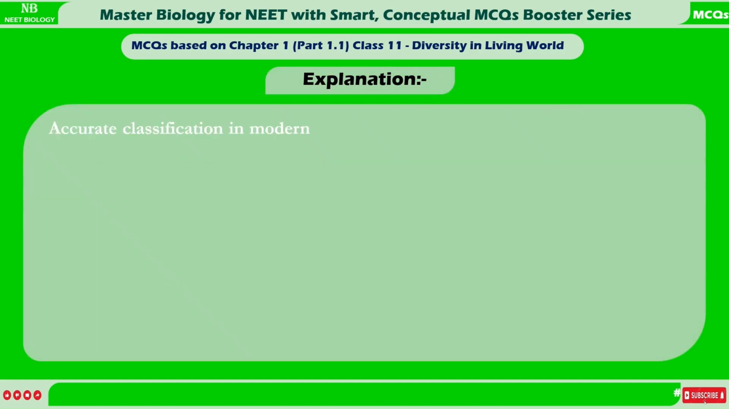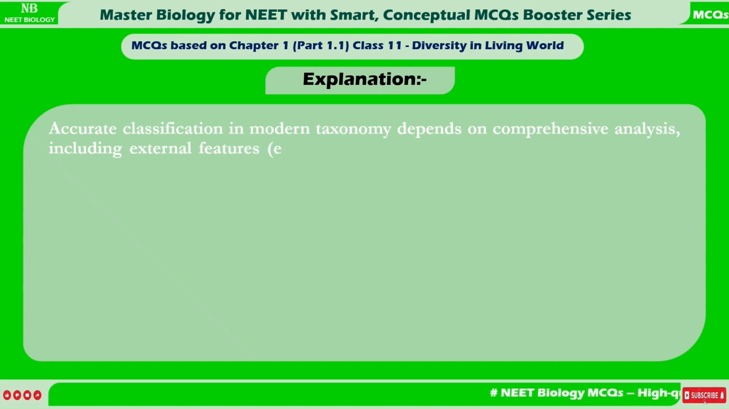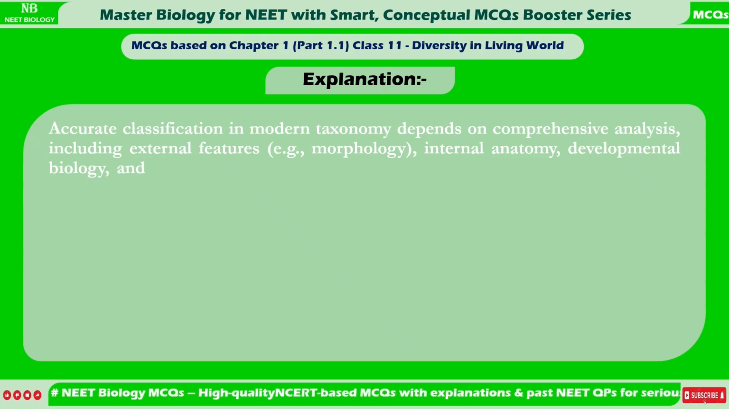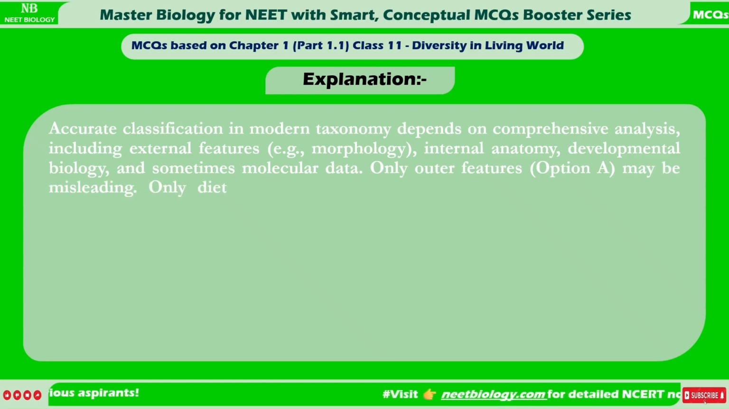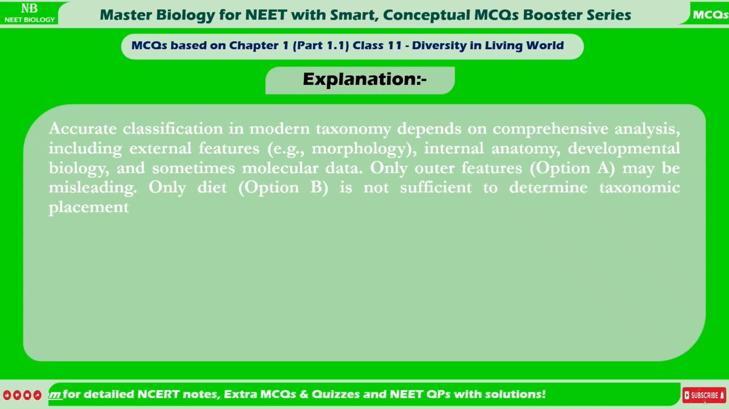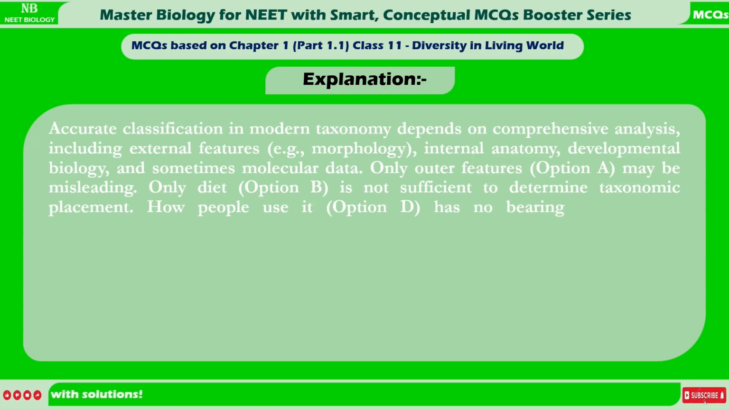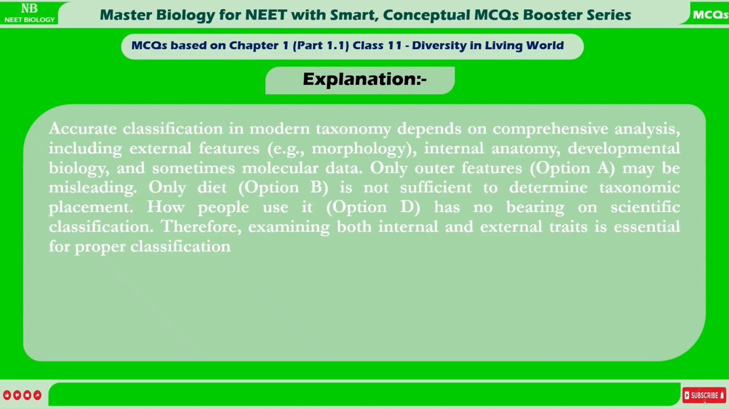Explanation: accurate classification in modern taxonomy depends on comprehensive analysis, including external features, for example morphology, internal anatomy, developmental biology, and sometimes molecular data. Only outer features, option A, may be misleading. Only diet, option B, is not sufficient to determine taxonomic placement. How people use it, option D, has no bearing on scientific classification. Therefore, examining both internal and external traits is essential for proper classification.